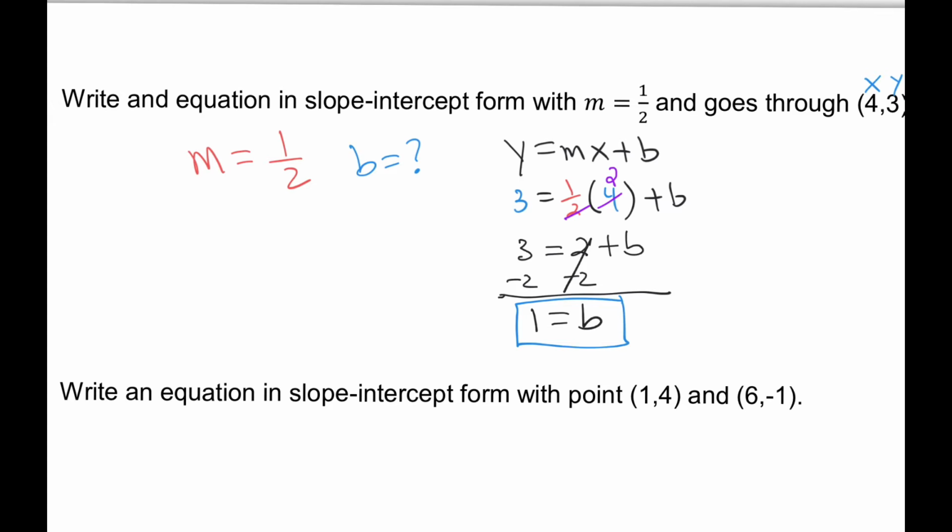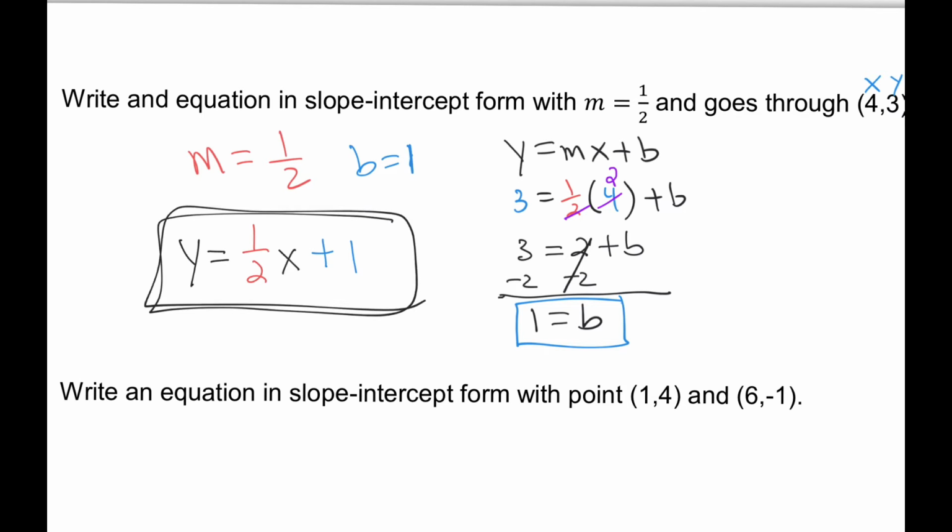So again, I'm going to erase that question mark because I know that b is positive 1. So y equals, your slope is 1/2 x, and your y-intercept is positive 1. So we got the equation of the line.